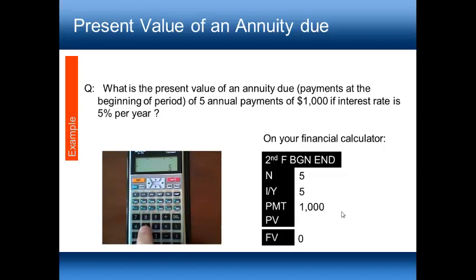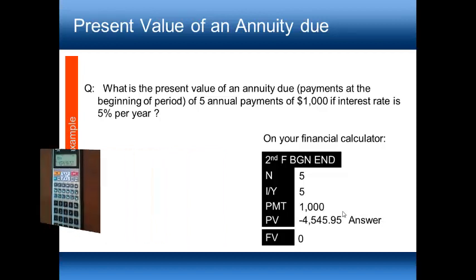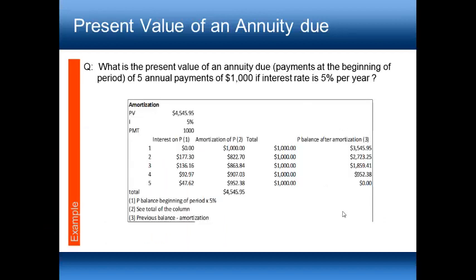We'll enter our variables again. 5 in N, 5 in I/Y, 1,000 in payment, and we'll compute our present value to get the answer, $4,545.95. Again, the table illustrates the amortization of the principal over the period. Notice the interest for period 1. It's not a mistake. Since our payment is done at the beginning of the period, our principal has not accumulated any interest at this point. So our principal is decreased by $1,000 right away.